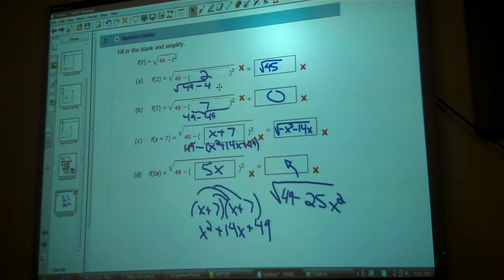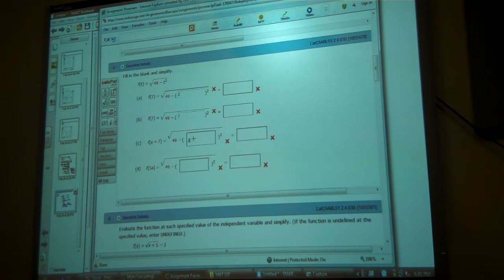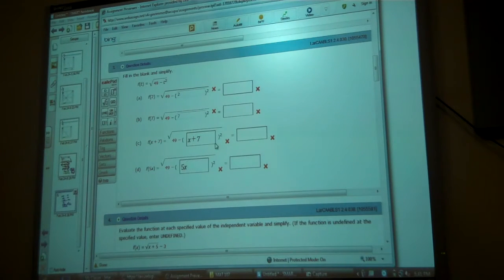Any questions on how we did it though? The first box is just put the actual thing in. The second box is to simplify it, I'm assuming. Let's try it out. The parentheses are already in there, so we just put x plus 7. Parentheses are already in there, so just put 5x.